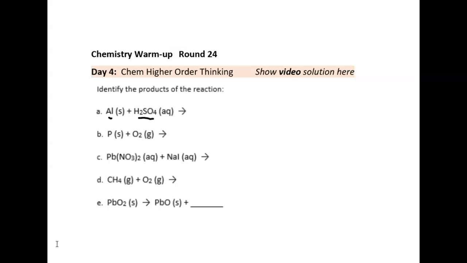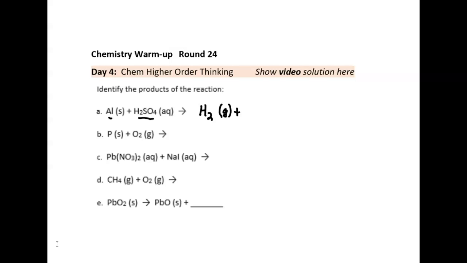This fits the pattern of single replacement. The aluminum will switch positions with the hydrogen in its bond to the sulfate. The hydrogen will become the element. Just remember that H is never by itself, right? It's H2. Hydrogen is a gas at normal conditions. And then the aluminum will bond to the sulfate.